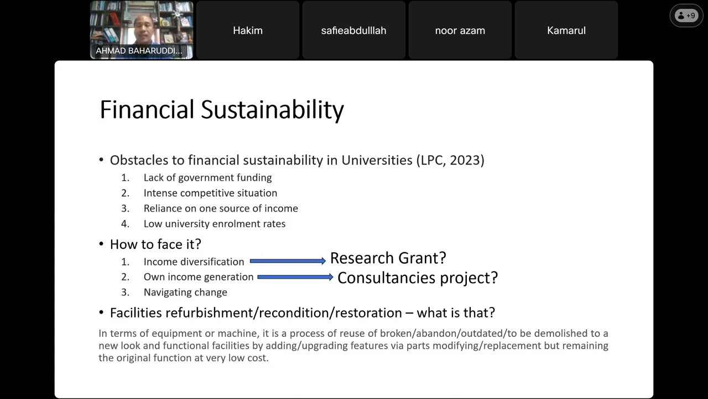Yeah, the important thing is that we do it at very low cost, so that as long as it functions, it meets the requirements, it meets some standard that we have set, and if we can do it at low cost, it is a bonus.